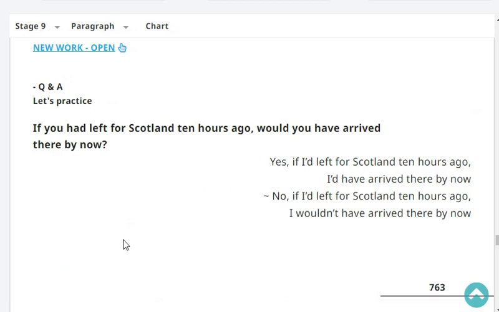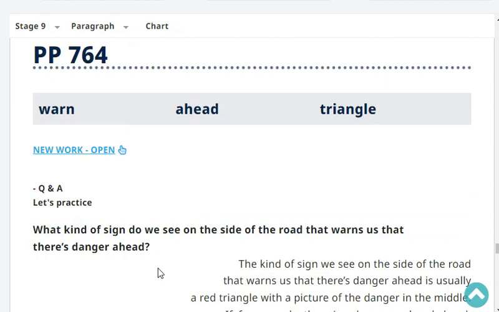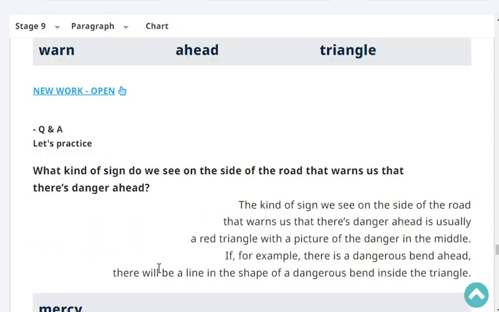Very good. If you had left for Scotland 10 hours ago, would you have arrived there by now? Yes or no? Yes, if I had left for Scotland 10 hours ago, I'd have arrived there by now. Very good.